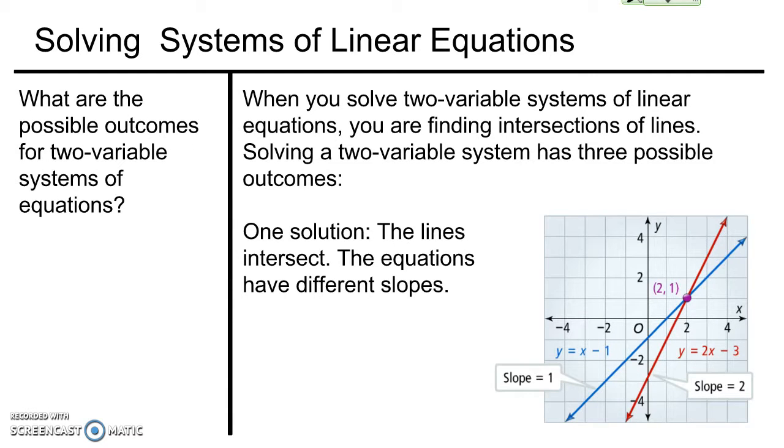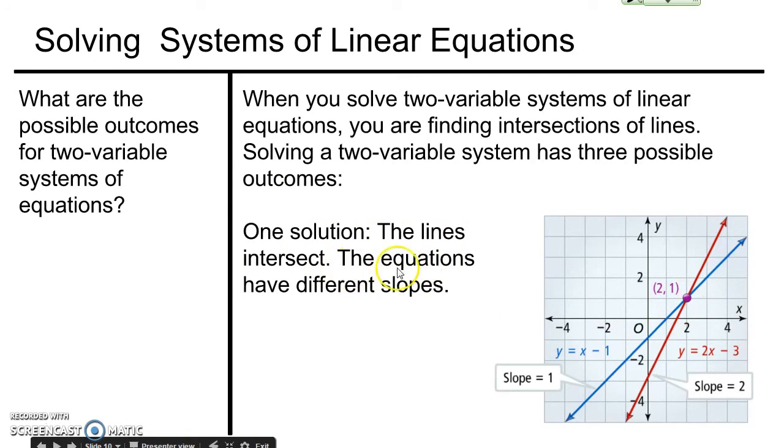So there are 3 different possible outcomes for 2 variable systems of equations. You need to copy this down. What are the possible outcomes for 2 variable systems of equations? When you solve 2 variable systems of linear equations, you are finding intersections of lines, we said earlier. Solving a 2 variable system has 3 possible outcomes. This is the first outcome. If it has one solution, the lines intersect at one point.